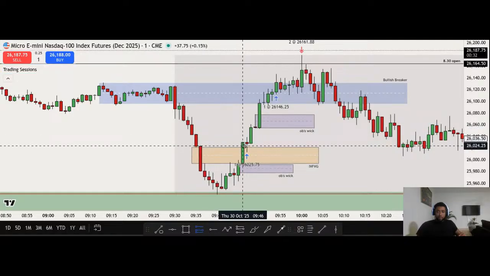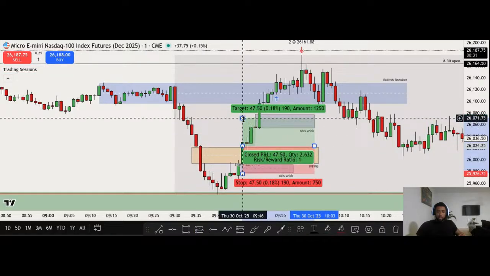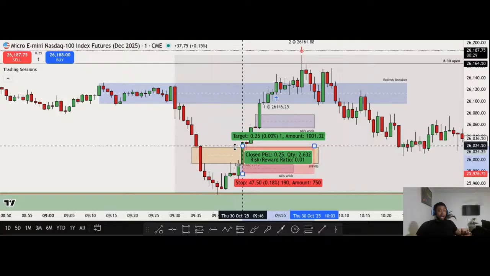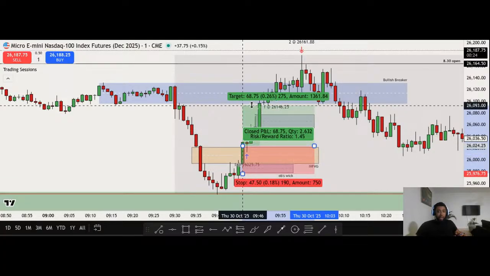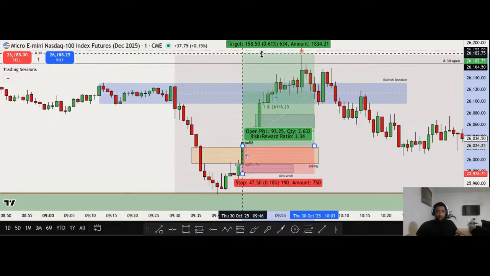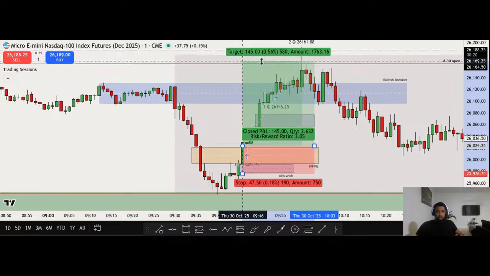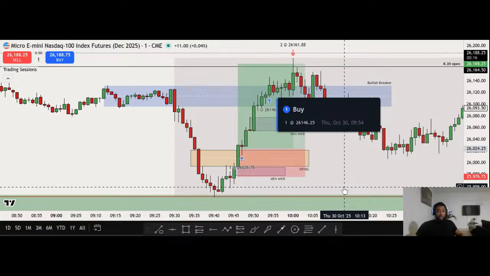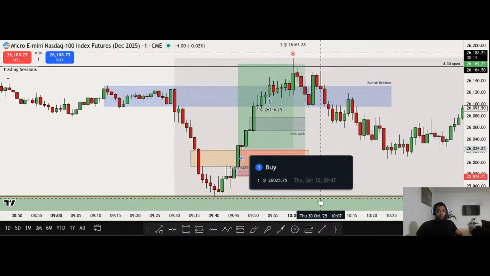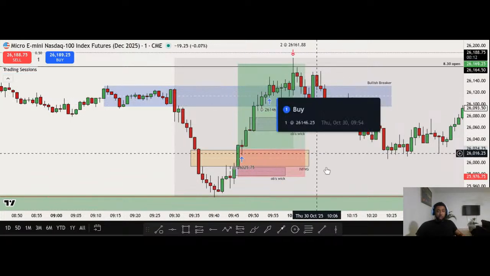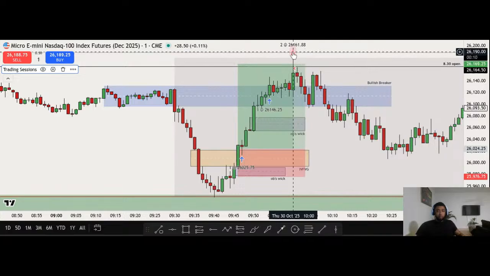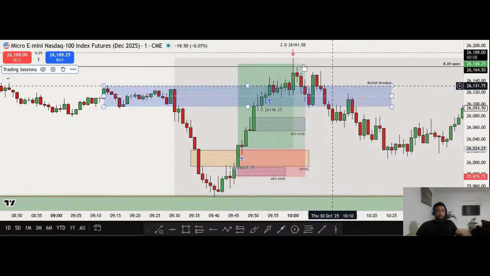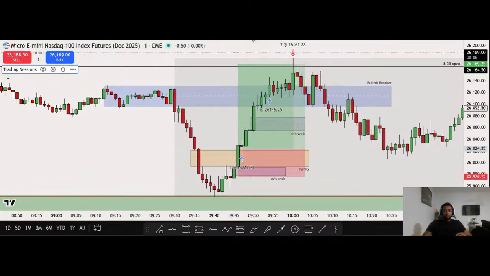Got long at 25. So you see, I bought it before that down close candle even finished forming. So it was a perfect buy, and I got out right here, about 145 points. You see, I bought another contract right there. So I bought one here, bought another one here, sold both of them here. What a lovely trade, man.